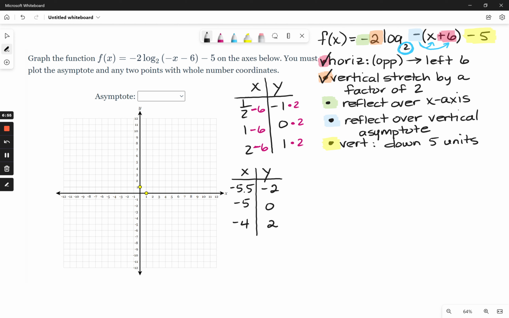Reflection over the x-axis. Well, what do you do there? Whenever you have reflection over the x-axis, all I need you to do is multiply your y values by negative 1, or you know what, I'm not even going to say that. Multiply your y values just implies that you change the signs of your y.